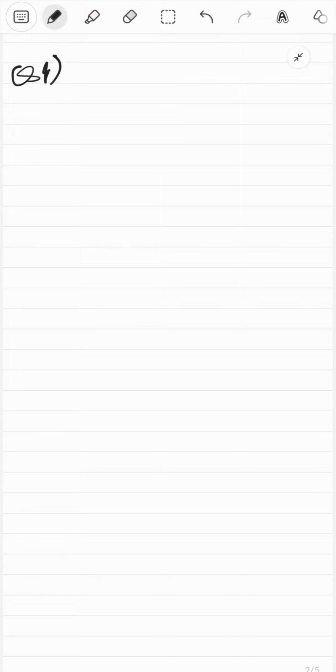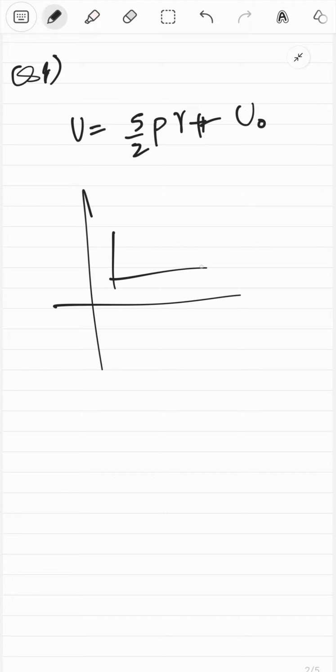So at least now they are giving us what U is. They have given that U is just 5/2 PV plus some sort of constant U naught. That's better. U is just E basically. Consider the following PV diagram. So this is the PV diagram. I think it's A, B, C.